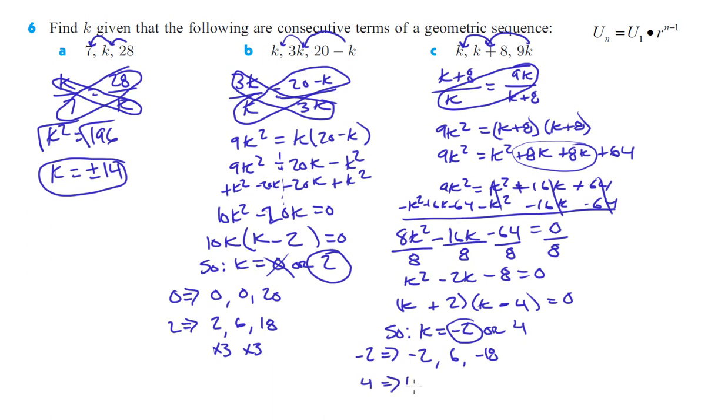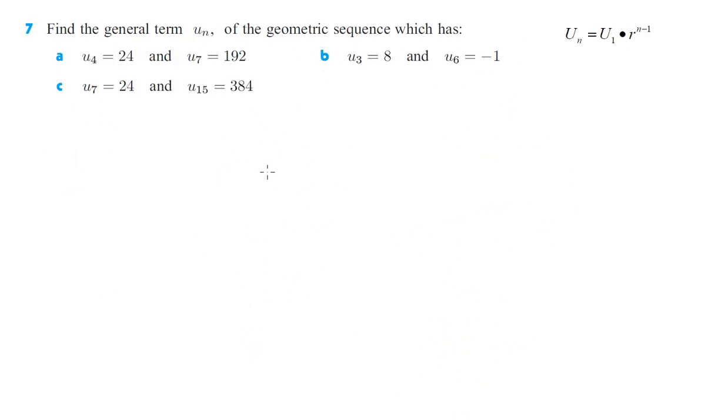We get 4 for the first term, and then 4 plus 8 is 12, and then 9 times 4 is 36. If you can't figure out what that is, well, that's times 3, right? We could always do 12 divided by 4 gives us 3, and then 36 divided by 12 also gives us 3. So both of these work. Okay? All right.